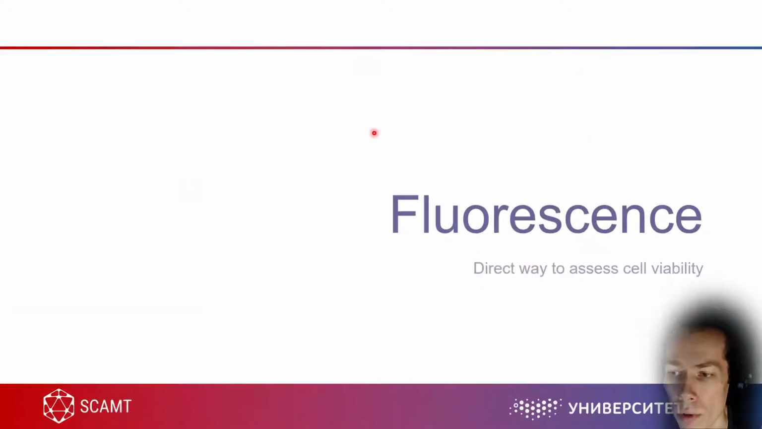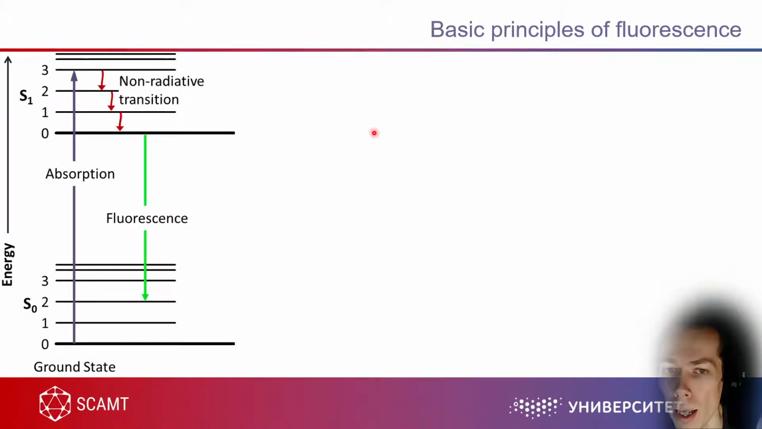But all of this is good, but these things are based mainly only on morphological changes, and one of the most powerful instruments to assess cell viability is fluorescence. So fluorescence, again, in most cases, is a direct way to assess cell viability. Why direct? Because again, you can observe this fluorescence with your own eyes, and you can directly understand what happened to your cells based on what you have stained and how, and so on.